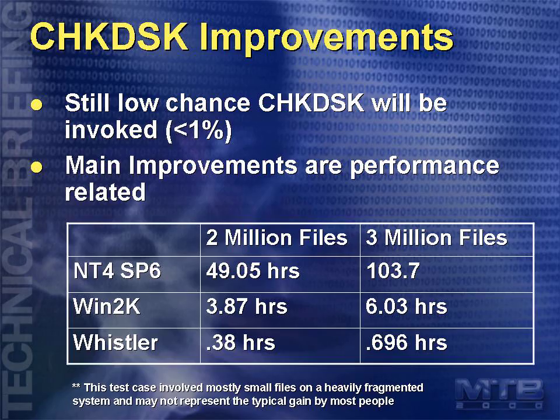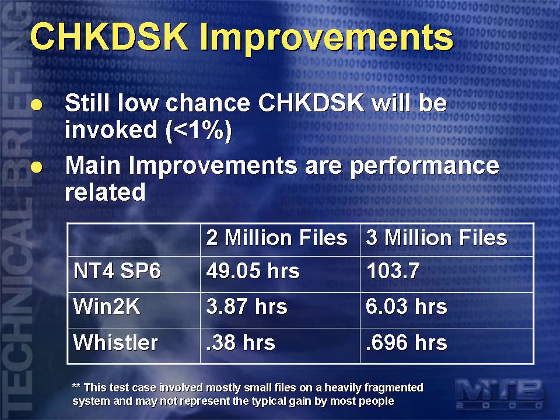A lot of the improvements that we've done in Whistler are performance related. As you can tell by the chart, in NT4, basically a heavily fragmented system with 2 million files, 49 hours. With Whistler, it's basically 0.38 hours. So basically we're talking about 20 minutes compared to 49 hours in NT4. Win2K is still a significant increase from NT4, but not quite as fast as Whistler.